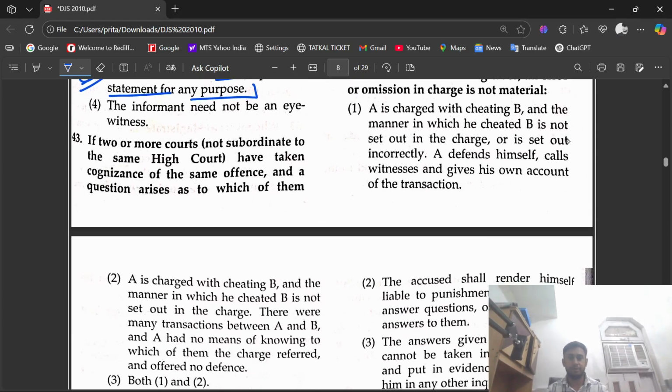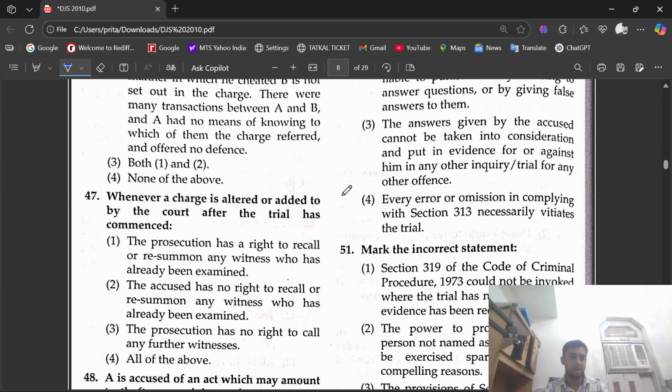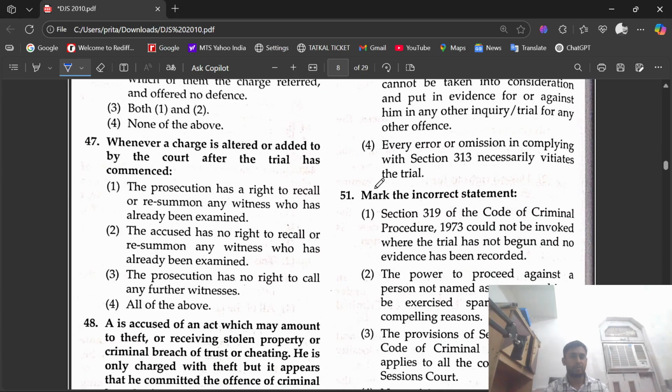First is the right option. A is charged with cheating B and the manner in which he cheated B is not set out in the charge or is set out incorrectly. He defends himself, calls witnesses and gives his own account of the transaction. Let me clarify, if you want to read the other options, you can just pause the video and start reading the other options. Question number 47.